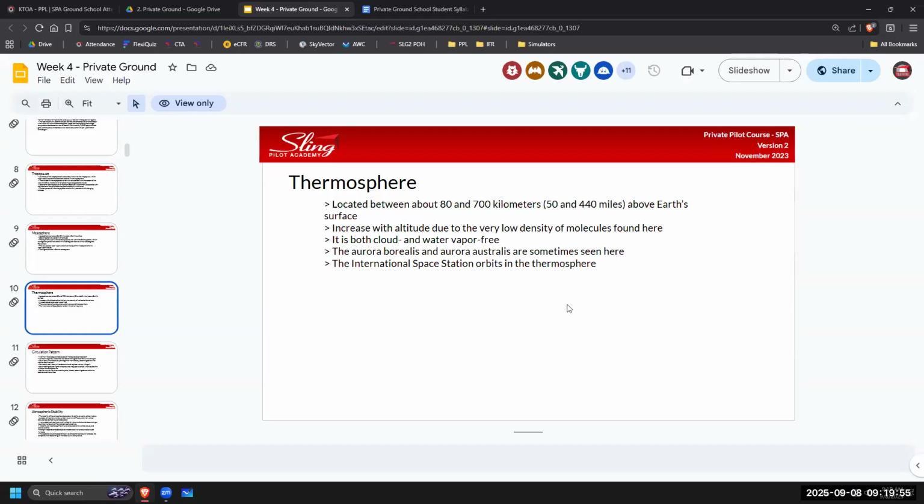We got this. Biggest points are it increases temperature with altitude, which is different than what we've talked about for the rest of them. And it's cloud and water vapor free. Got it? The temperature goes up. Yeah, that's what they're missing on the slide. It's supposed to say increase of temperature with altitude because of the very low density of molecules found there.